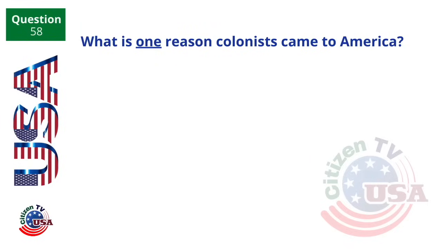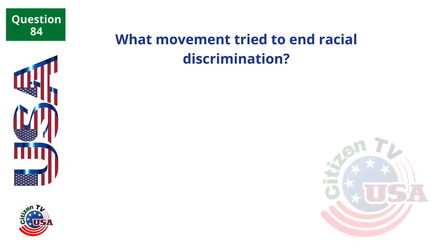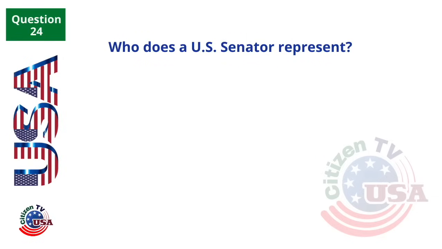What is one reason colonists came to America? Freedom. What movement tried to end racial discrimination? Civil rights movement. Who does a U.S. senator represent? All people of the state.